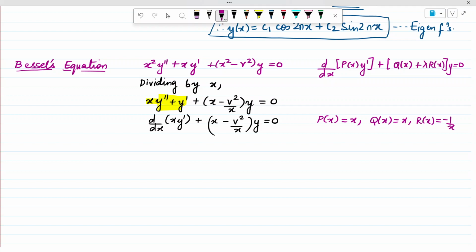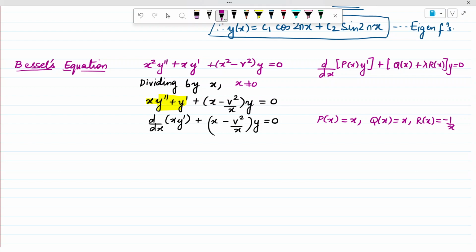All of these 3 functions are continuous on the real number line. Of course, you will have the condition that x is not equal to 0, otherwise the function r of x is not valid. So Bessel's problem can be converted into a Sturm Liouville problem, and the method of Sturm Liouville can be applied to Bessel's equation to solve it.